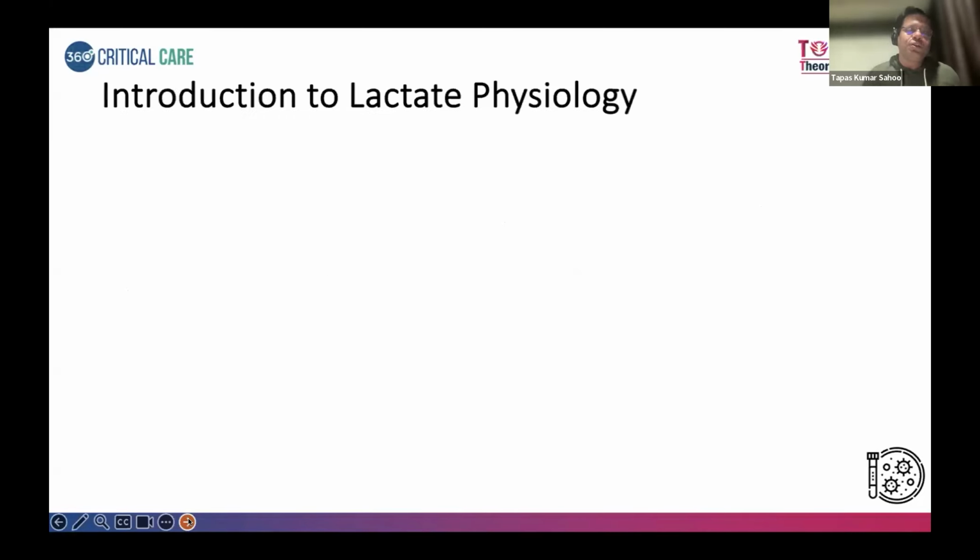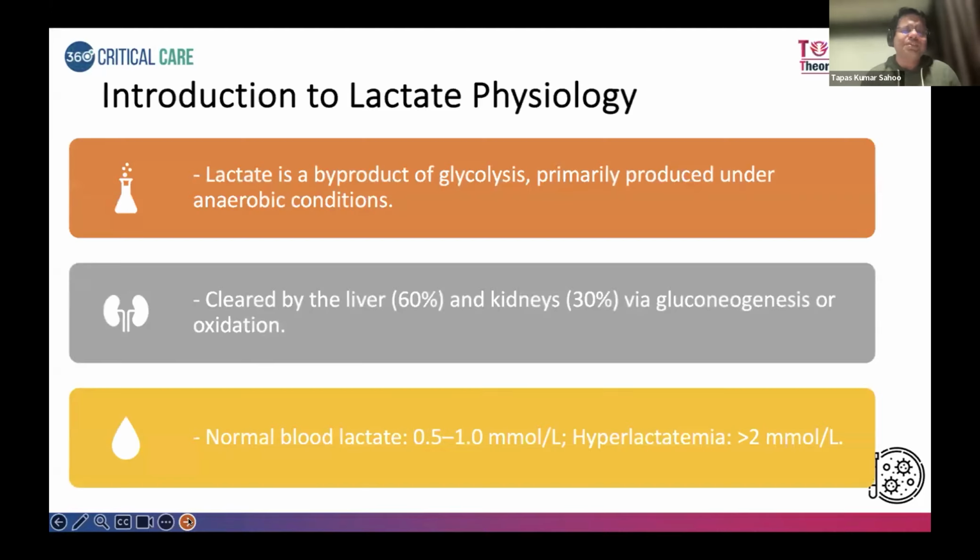Now, before going into the detail about lactate, lactate is actually a byproduct of glycolysis, and primarily it is produced under anaerobic conditions. In aerobic conditions, the byproduct would be pyruvate.